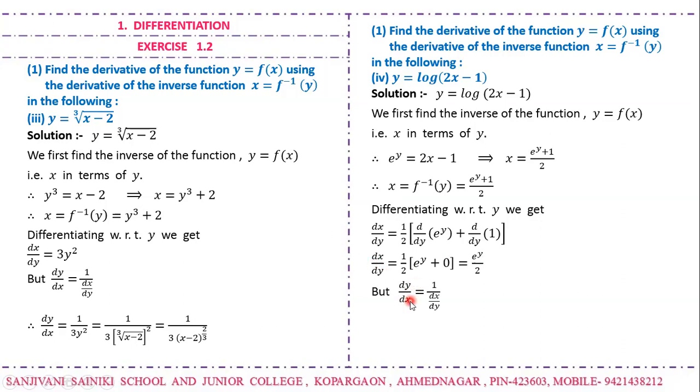But dy by dx is 1 upon dx by dy. So we get dy by dx is equal to 1 upon e raised to y upon 2. After simplifying, you get 2 upon e raised to y. But what is e raised to y? It is 2x minus 1. Put that value here and you will get the derivative of the given function.